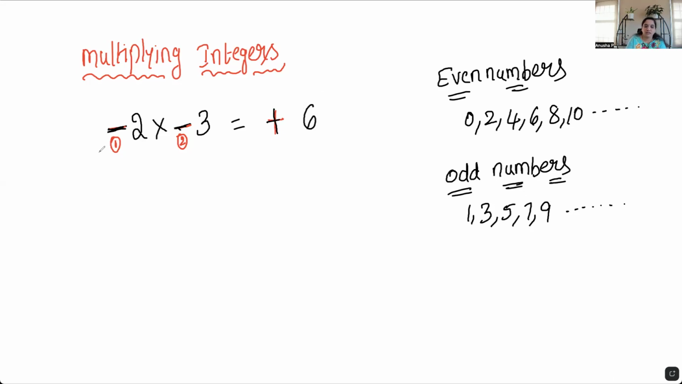Okay. For example, if you have negative 4 times negative 2 times negative 3. First do the regular multiplication. 4 times 2 is 8. 8 times 3 is 24.